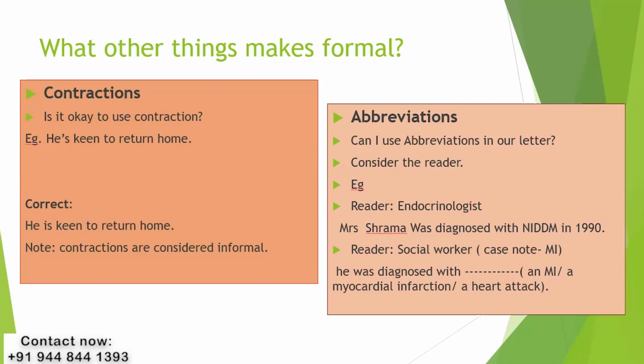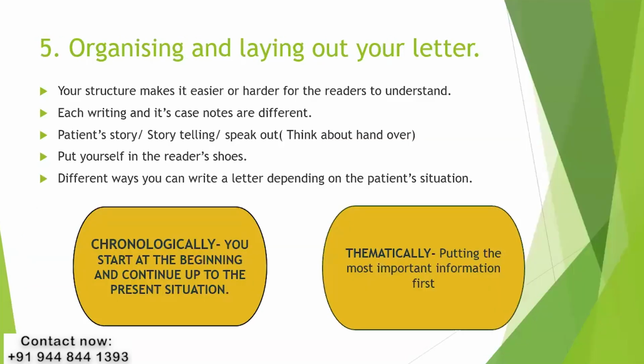How you are using contractions, whether you are using abbreviations, whether you are using fact-based sentences. These are all the things that come into this criterion. So whenever you are writing the letter, you have to look into that. And another thing is grammar. And when it comes to grammar, the fifth criterion is organizing and laying out your letter.